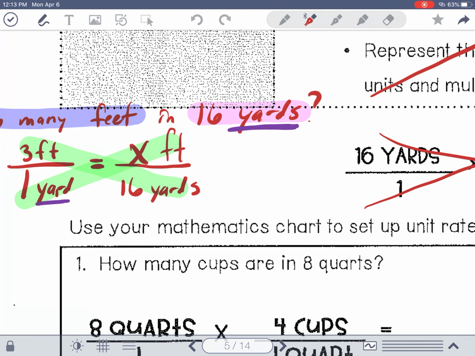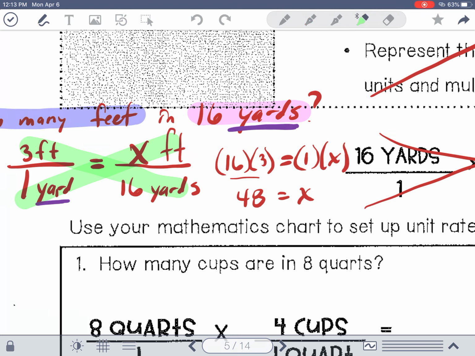So when you cross multiply, what that sets up as is 16 times 3, and remember, we don't use the little dot anymore. I usually put them like this. It's equal to 1 times x. 1 times x is x. 16 times 3 is 48. So you have 48 is equal to x. So what that means is that x is 48. So 48 feet are in 16 yards.